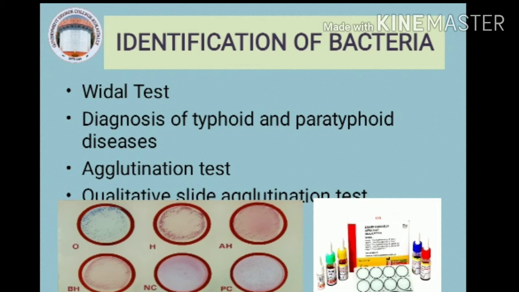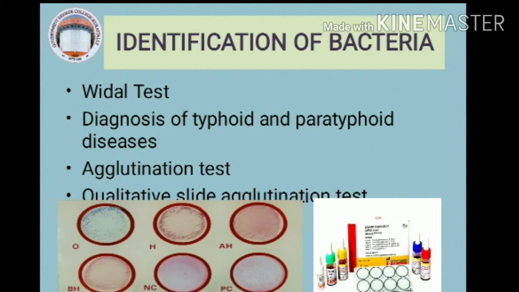So to the first drop, O antigen is added. To the second test serum drop, H antigen is added. To the third drop, AH antigen is added. To the fourth drop, BH antigen is added. To the negative control and positive control, any one of that antigen, either flagellar antigen or O antigen, is added and mixed. It is examined for agglutination.